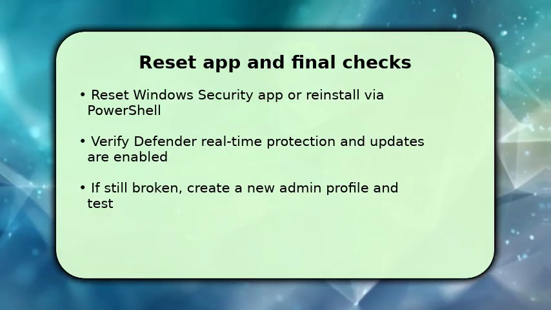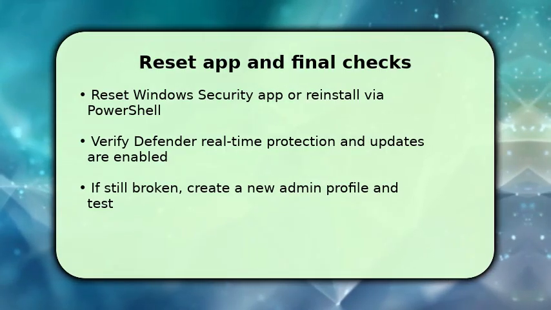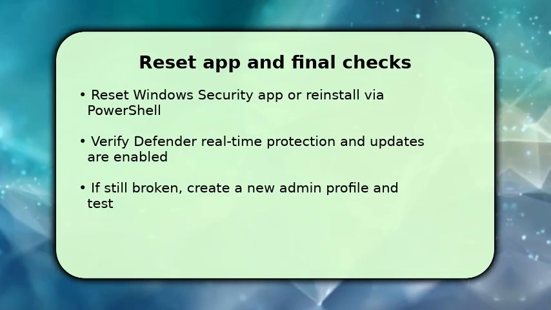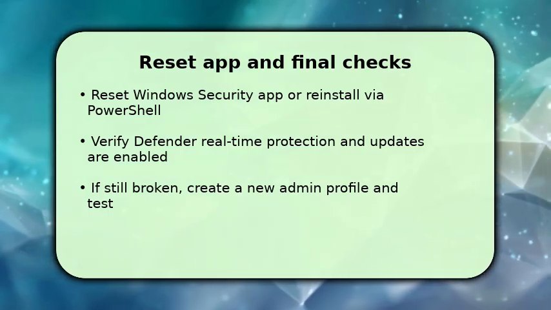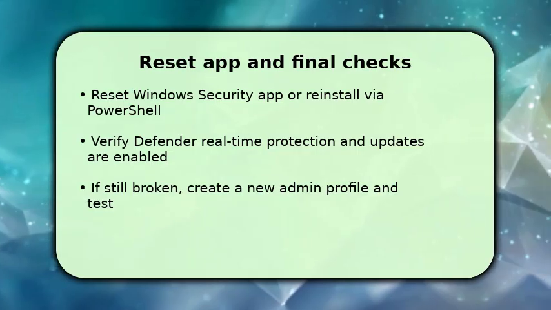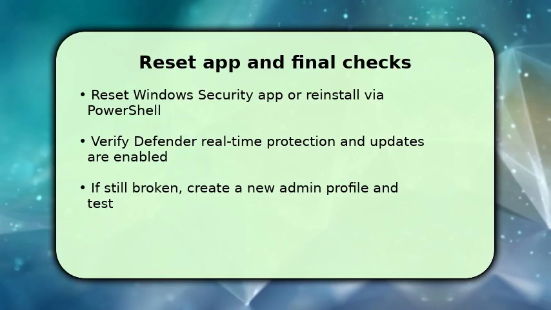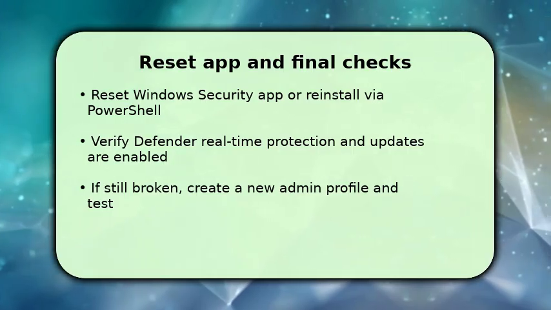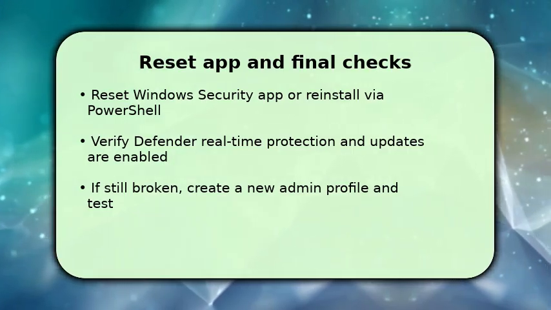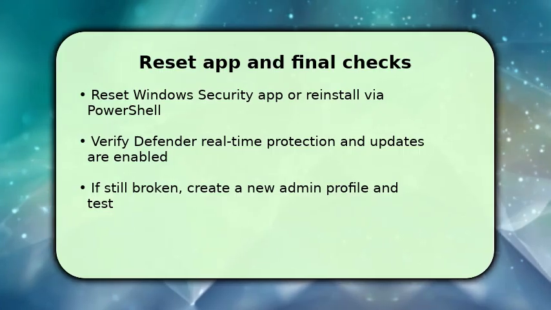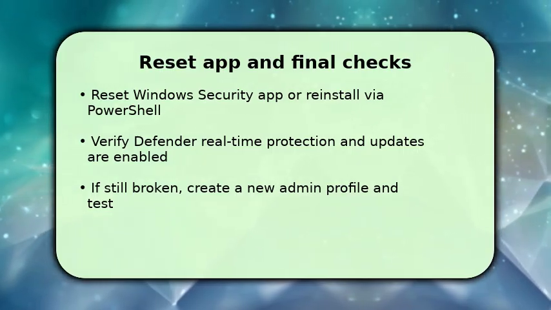After reinstall, open Windows Security, enable real-time protection and check virus and threat protection updates to confirm definitions download. Make sure no third-party AV is interfering. Uninstall it if necessary. If problems persist, create a new administrator account and test there. A corrupted user profile can block the UI.